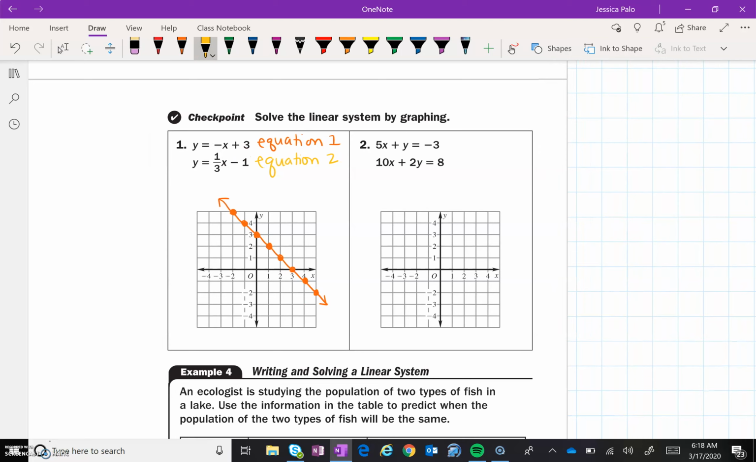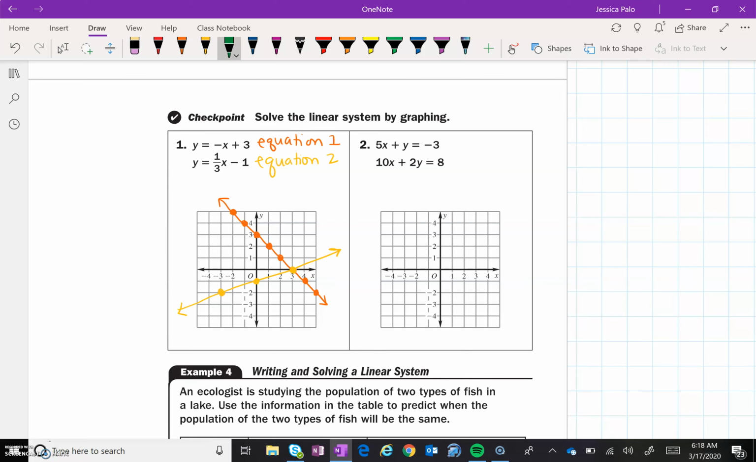Equation number 2. The y-intercept is negative 1. Our slope is 1/3. Rise 1, run 3 to the right. Back to your y-intercept and do the opposite. Rise down 1 and run to the left 3, so you can fit as many points as possible on your graph. I'm just going to draw a line through that.